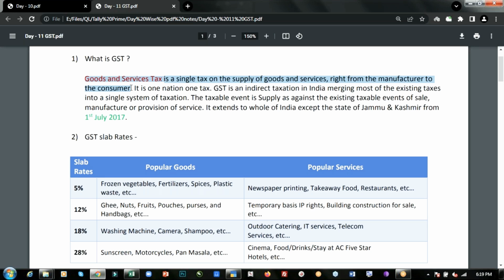Basically, GST stands for Goods and Services Tax, and it is a single tax on the supply, meaning the sale, of goods and services. From the manufacturing to the consumer, only one type of GST will be applicable on a particular product. It is one nation, one tax all over India. GST is basically one type of percentage.